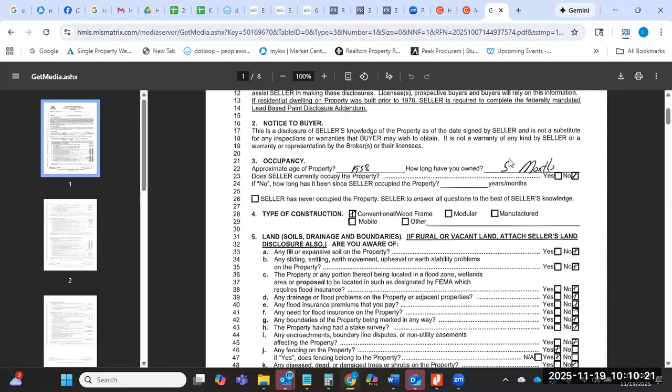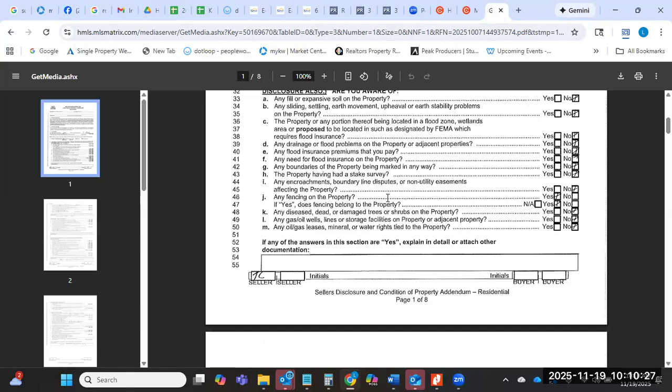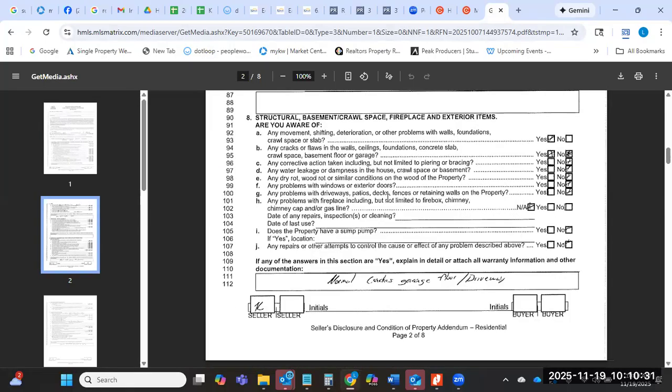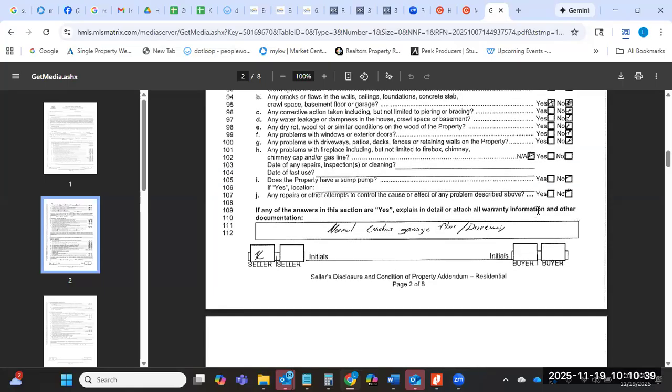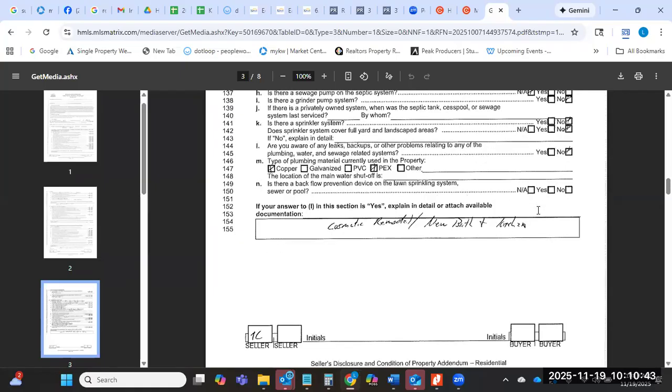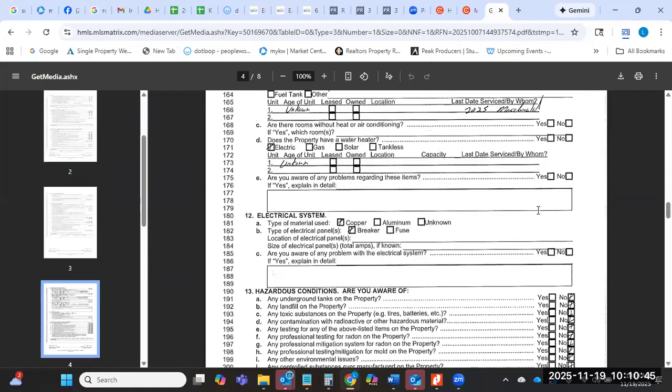Another thing here: sellers never occupied the property. That is not checked, so they apparently have lived in the property. As I was going through all of this, choosing this property for the contracts challenge, it appeared that they had answered most of the questions, and they also gave explanations where explanations are asked for. Whenever there's a yes answer, we always have the explanations.